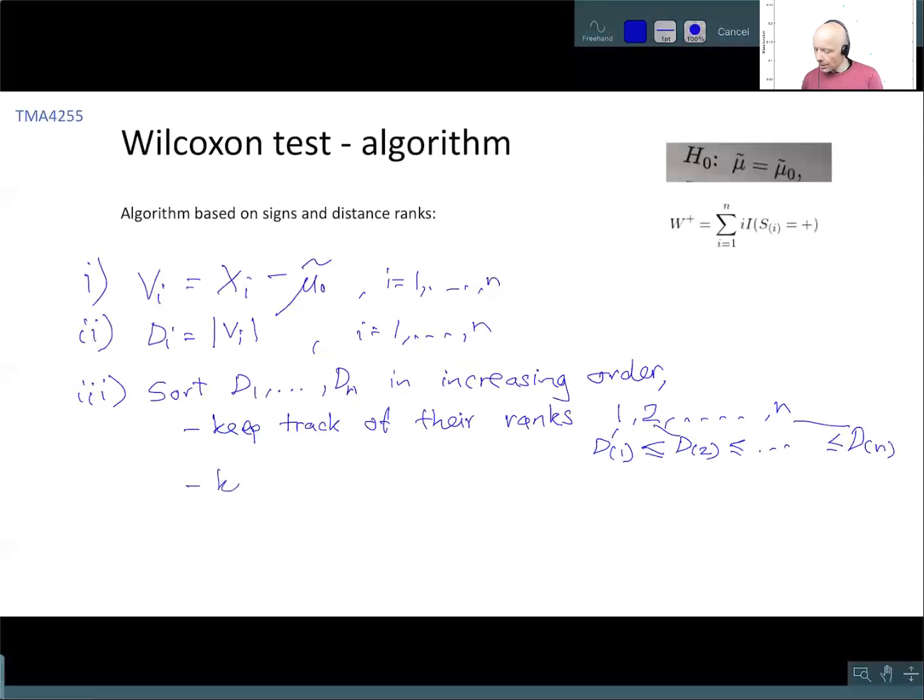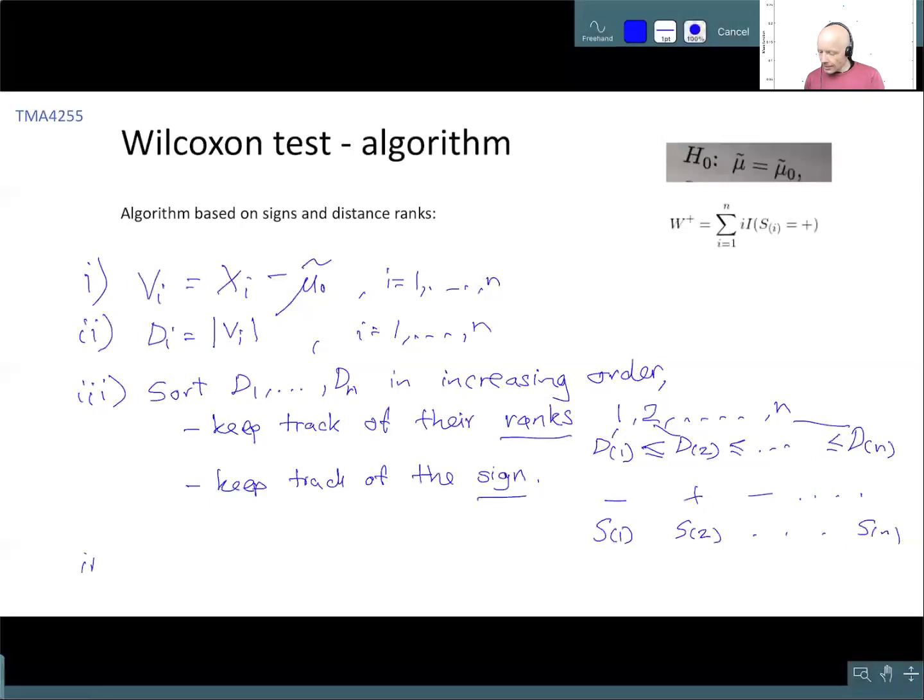And we also keep track of the sign, as we did in the sign test. So is this maybe a minus? Is this a plus? Is this a minus? And so on. And that's what we can call S1, S2, and so on up to Sn. So these are ranks and signs. That's what we have here.